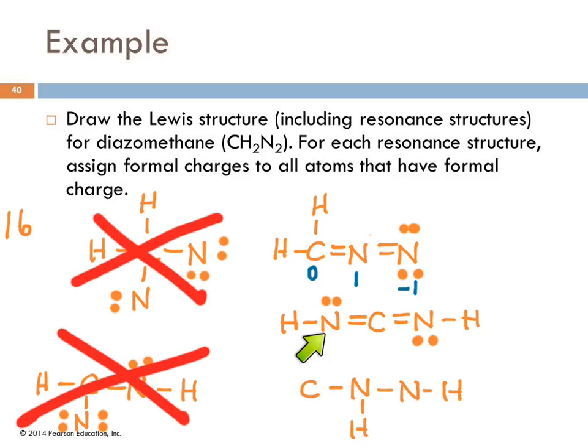This nitrogen, what's its formal charge? 0. It owns 5. It brought 5. The difference is 0. This carbon, what's its formal charge? 0. How about this nitrogen? 0. It's got 2, 3, 4, 5. Half of each bond plus all the lone pairs. 0 formal charges on everybody. That's good. That's good.